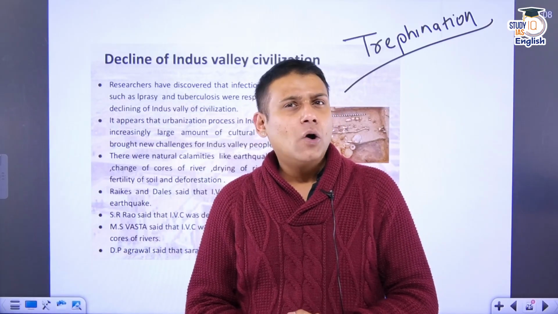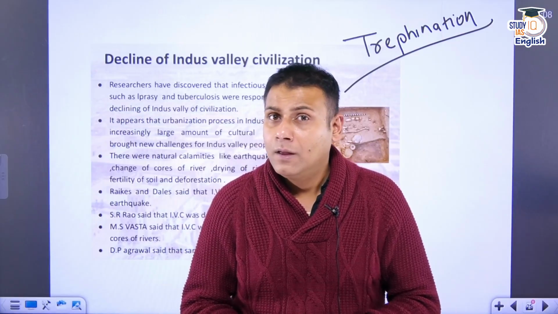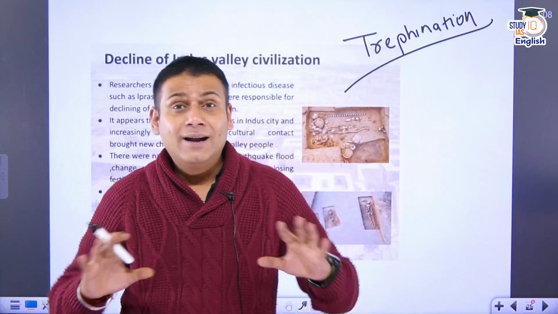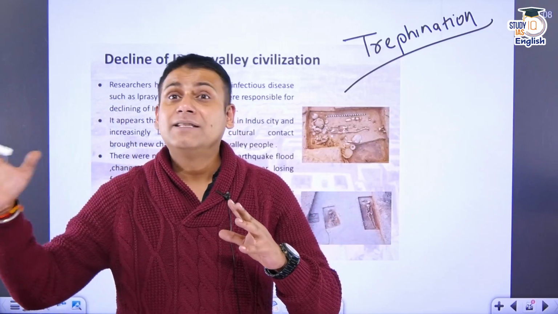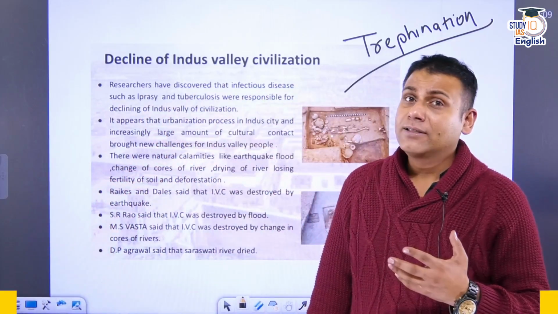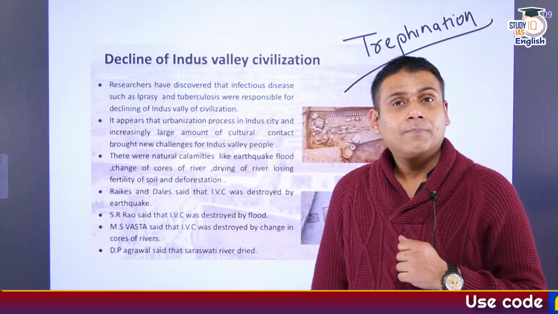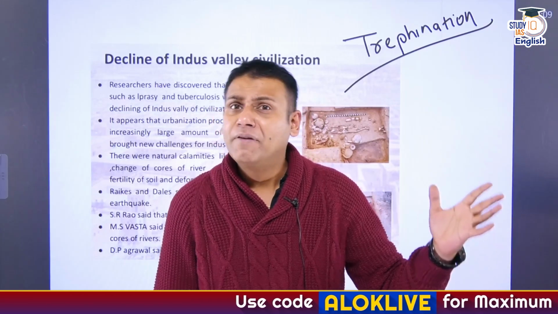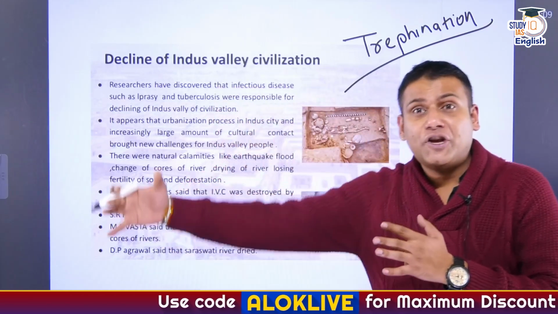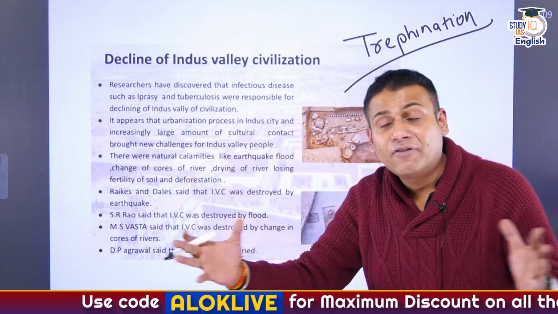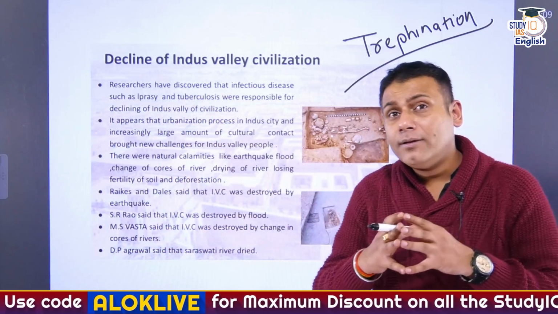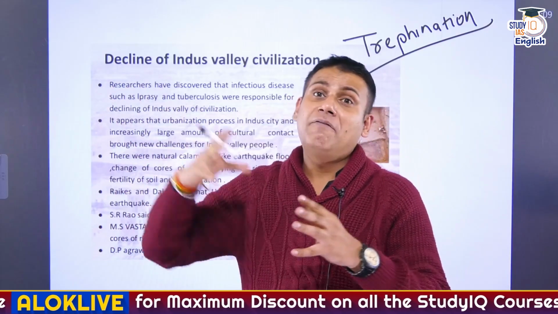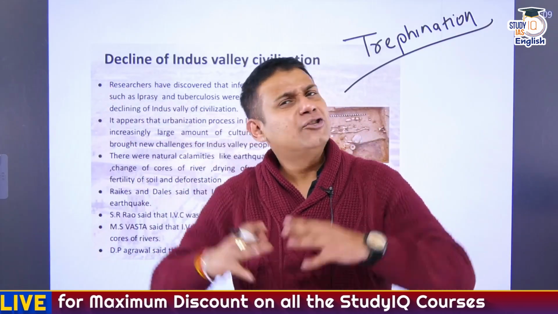Now, what are the different causes for decline of Indus Valley civilization? As per various historians, there are dissenting opinions about the decline of Indus Valley civilization. Some believe that Indus Valley civilization got destroyed because of floods. Some believe that it was destroyed because of earthquake. Some by diseases, episodic diseases, tuberculosis and so on, infectious diseases. Some say that rivers have changed their course. Some believe that rivers have dried up. So there are dissenting opinions of various historians. Some believe that it was destroyed by fire, some by earthquake, some by floods, and so on. So there are different opinions regarding this.